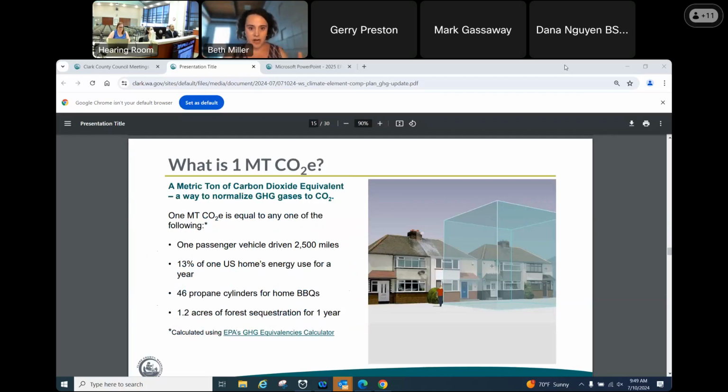So in this inventory, we add all those different gases up and count them as metric tons of carbon dioxide equivalent, MTCO2e. One metric ton of CO2e is roughly the size of a house, just to give an idea of how much we're talking about. It's equivalent to one passenger vehicle being driven for 2,500 miles, about 13% of a home's energy usage, about 46 propane cylinders used on your barbecue, or 1.2 acres of forest sequestration for a year.